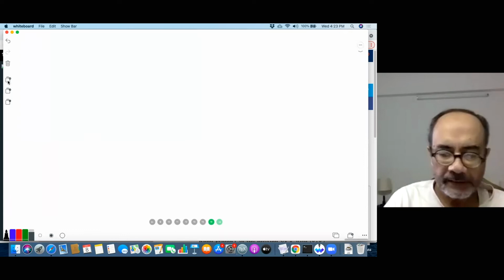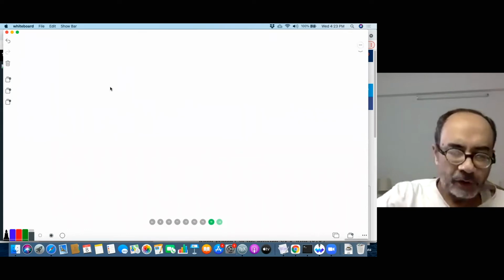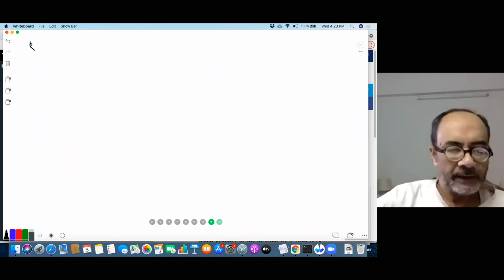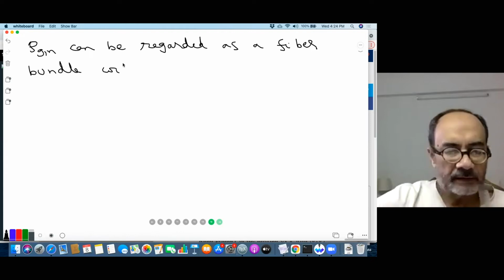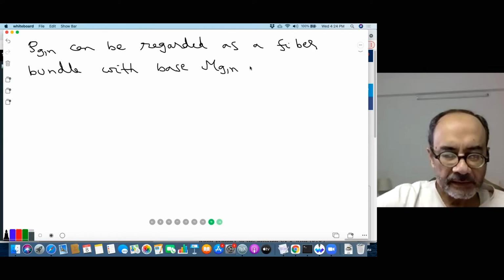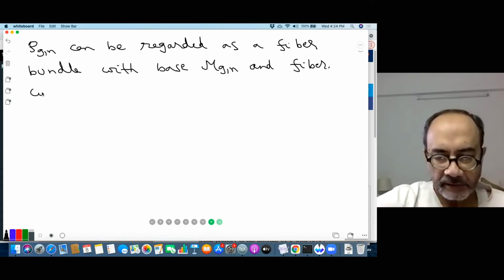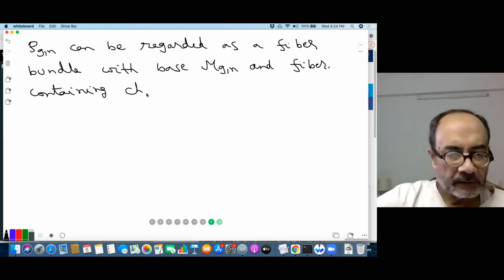Pictorially, one can represent PGN as a fiber bundle. PGN can be regarded as a fiber bundle with base MGN, and fiber containing choice of local coordinates.